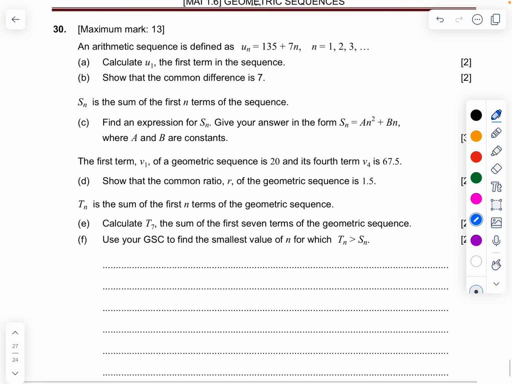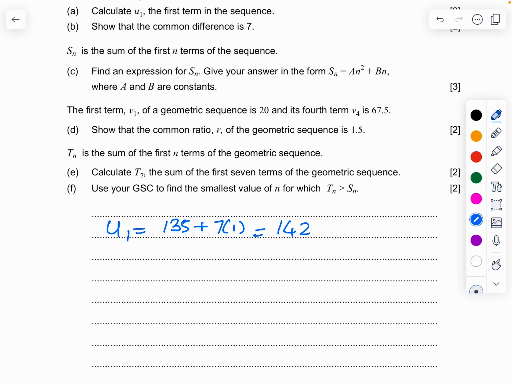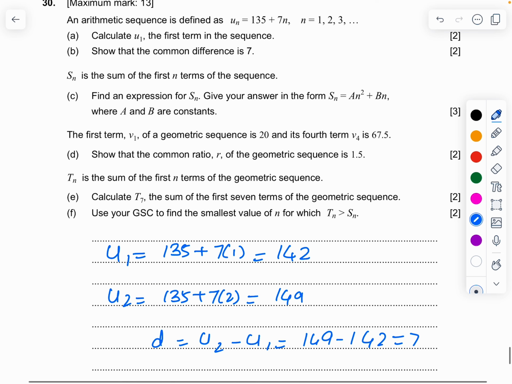Lastly, question number 30. An arithmetic sequence is defined by u_n, where u1 is given. Calculate the first term of the sequence. So u1 equals 135 plus 7 times 1, which is 142. Show the common difference. Find u2, which is 135 plus 7 times 2, which is 149. So the common difference is u2 minus u1, which is 149 minus 142, which is 7.